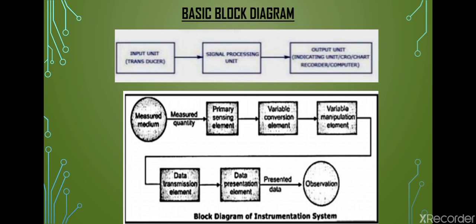Primary sensing element receives the signal from measured medium and produces the output depending on the value of measured quantity. Second one is variable conversion element. This variable conversion element converts the output of the primary sensing element into a more suitable variable useful to the function of instrument.